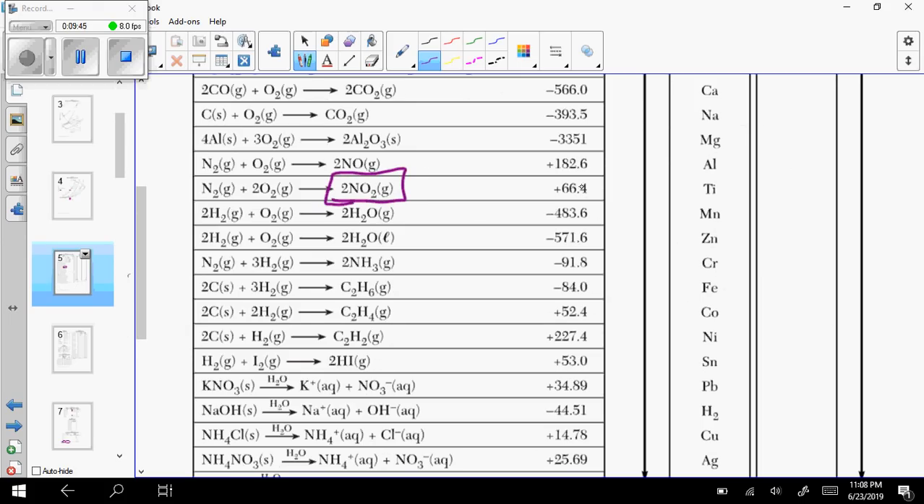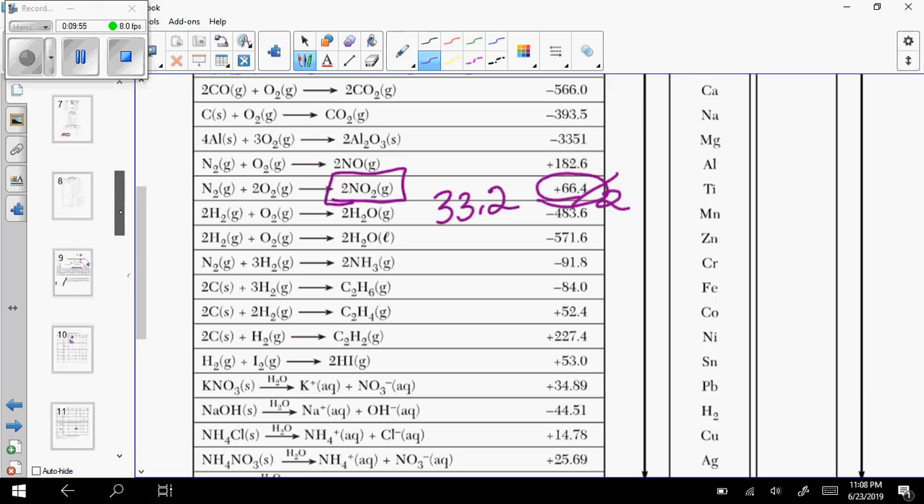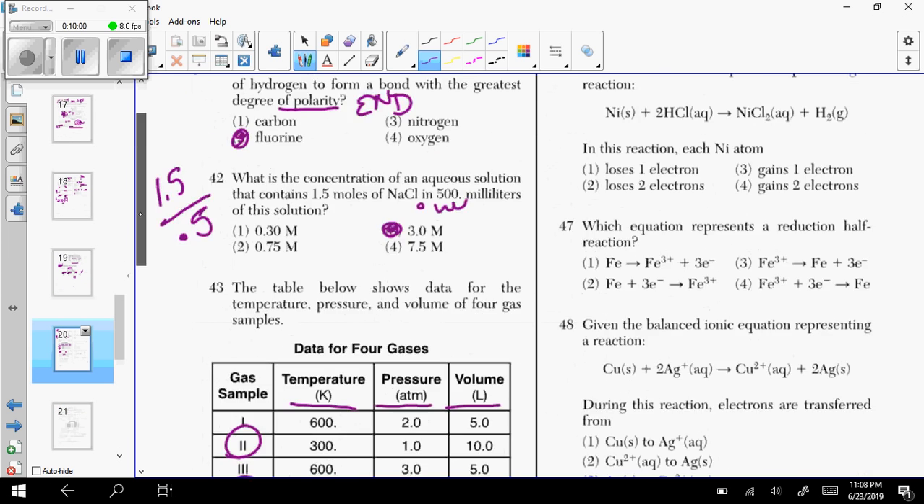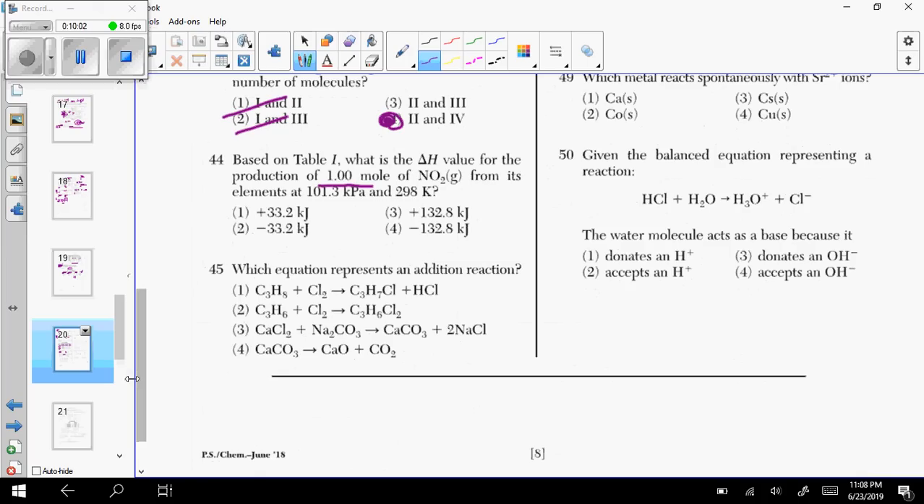And the normal thing makes 2 of it. So I want to take 66.4 and I want to divide it in half. So that would give me 33.2. So that's how much I would make, 33.2. Go back to my question. Thanks for being so patient. This is definitely a lot of work.